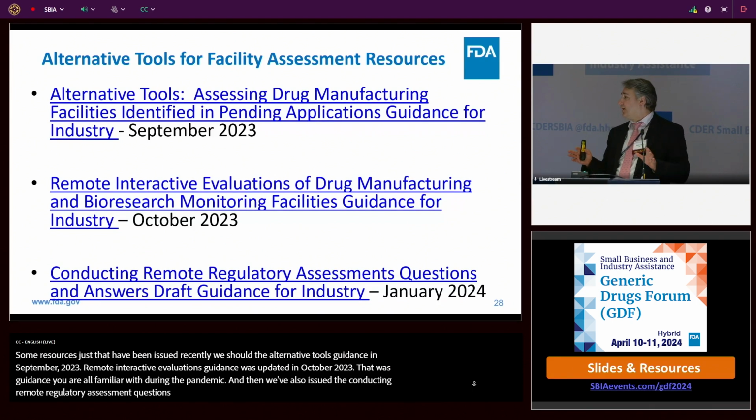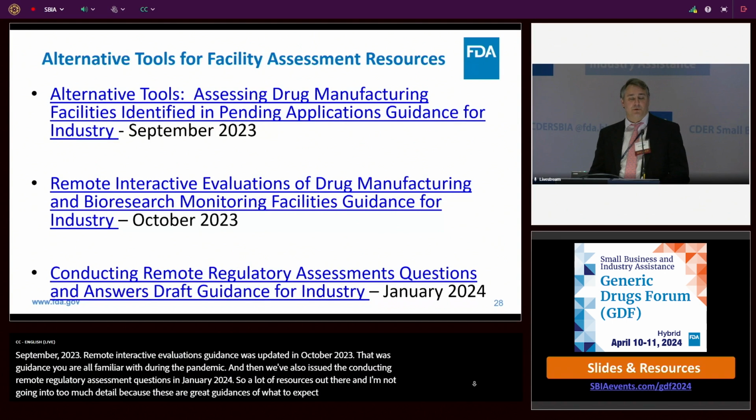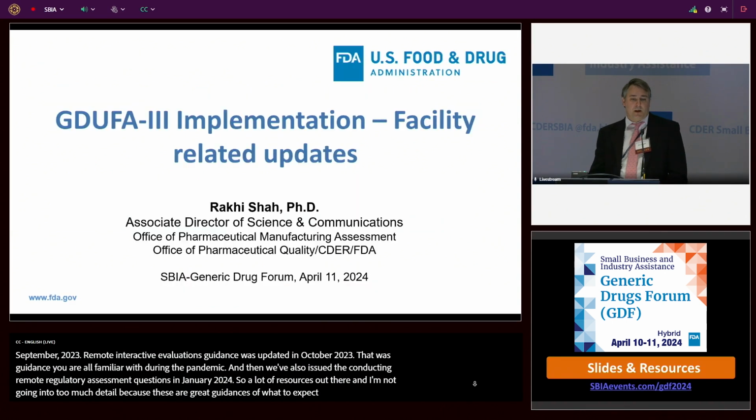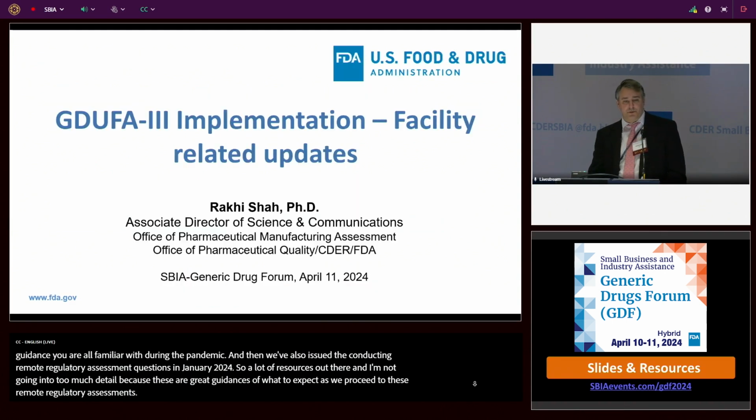So there's a lot of resources out there, and that's why I'm not going into too much detail. These are great guidances on what to expect as we proceed to these remote regulatory assessments. With that, I'll turn it over to Rocky to cover the GDUFA 3.